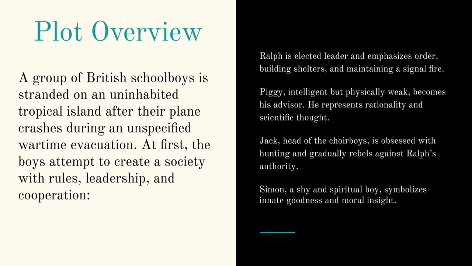Further, we saw the plot overview of the novel. A group of British schoolboys is stranded on an uninhabited tropical island after their plane crashes during an unspecified wartime evacuation. At first, the boys attempt to create a society with rules, leadership, and cooperation, with Ralph elevated as leader, who emphasizes order, building shelters, and maintaining a signal fire. Piggy is Ralph's friend, intelligent but physically weak, who becomes his advisor. He represents rationality and scientific thought. Jack, head of the choir boys group, is obsessed with hunting and gradually rebels against Ralph's authority. Simon, a shy and spiritual boy, symbolizes innate goodness and moral insight.